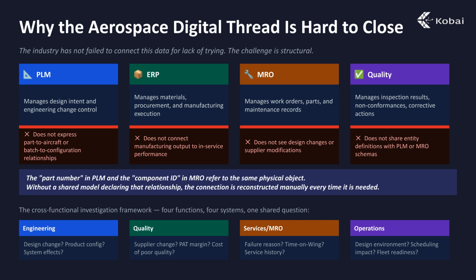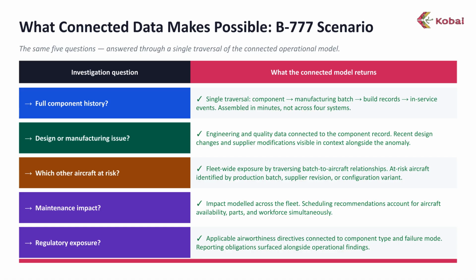The challenge is structural. PLM, ERP, MRO, and quality systems operate in silos, each with its own definitions. Without a shared model to declare relationships between things like part numbers and component IDs, connections must be manually reconstructed every time. When data is connected, the scenario changes completely.